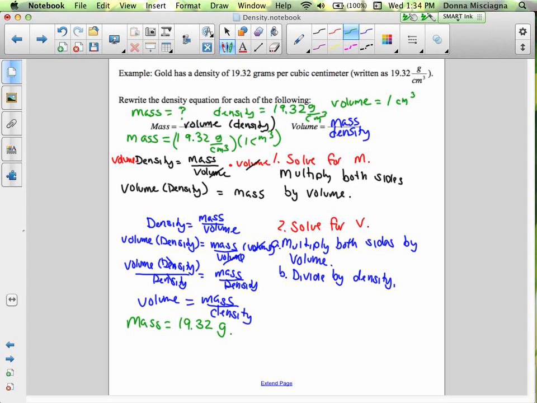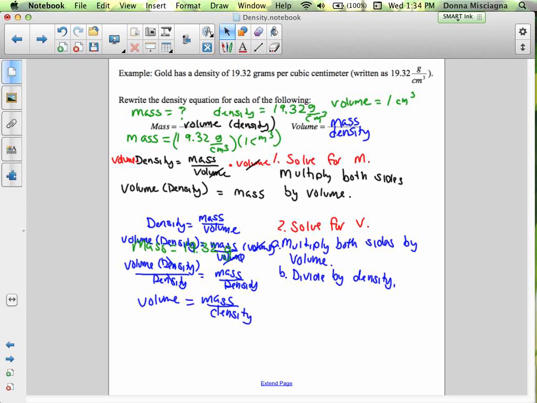Or, actually I guess I should write it next to the equation. Or you could just write density equals mass divided by volume and follow these same steps to isolate your number. So I didn't have to isolate mass first. I could have just plugged the values in and then solved. Right?